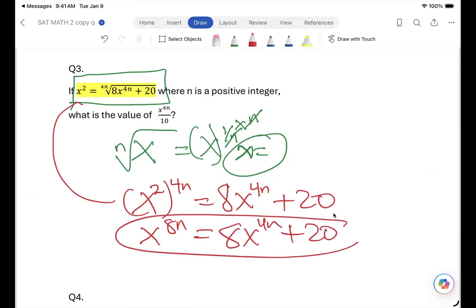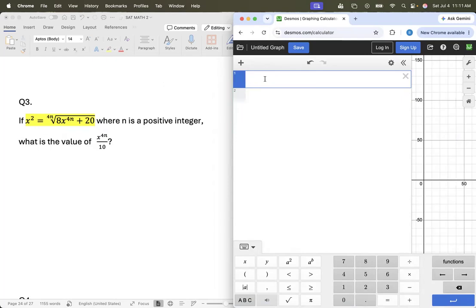Put this in Desmos, and it will give you the right answer. Now that we have the expression, let's put it in Desmos. We have x to the 8n. We're going to regress right away: 8n, 4n plus 20. And I'm going to put s1 here, s1 here.